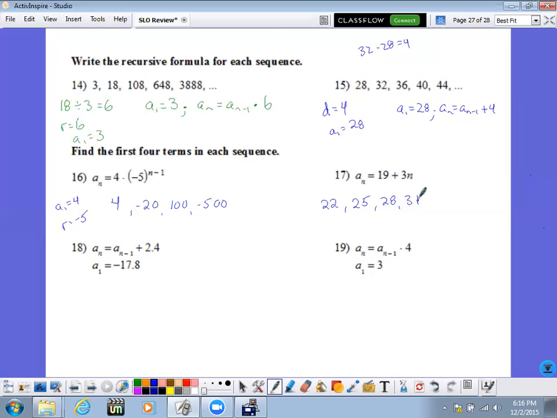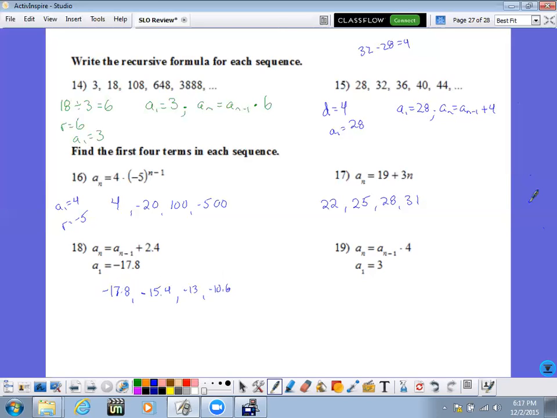All right, if I look at the next one, it's a recursive formula, so it makes it even easier on me. I know my first term, and it's telling me add 2.4 every single time. So all I'm going to do is start with -17.8, and I'm going to add 2.4 every single time. So -17.8 plus 2.4 is going to give me negative 15.4, plus 2.4, negative 13, plus 2.4, negative 10.6.